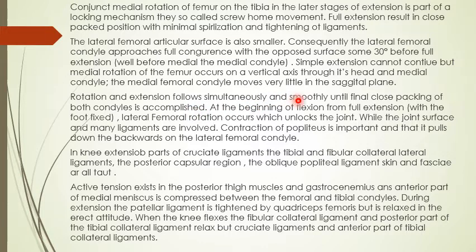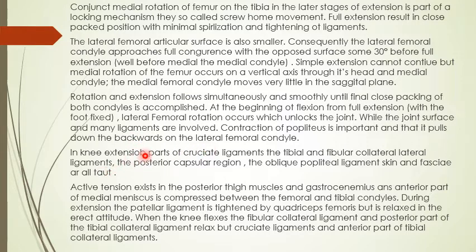So at the beginning of flexion from full extension with the foot fixed, rotation of the lateral femoral condyle occurs, which unlocks the joint. The reverse occurs: in locking it is medial rotation, and in unlocking, lateral rotation occurs. The popliteus muscle performs this function, giving the lateral rotation. Joint surfaces and many ligaments are involved. Contraction of the popliteus is important. It pulls backwards and downwards on the lateral femoral condyle.